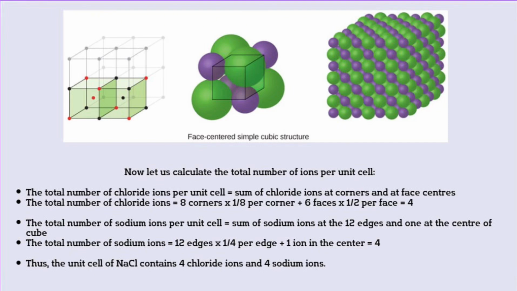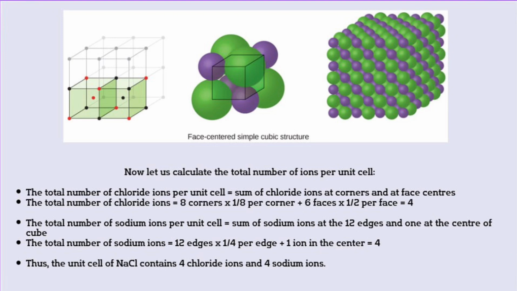The total number of chloride ions per unit cell is equal to the sum of chloride ions at corners and at face centers. The total number of chloride ions is equal to 8 corners times 1/8 per corner plus 6 faces times 1/2 per face, which is equal to 4.